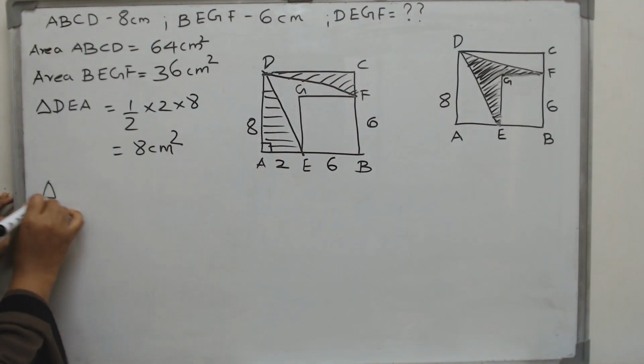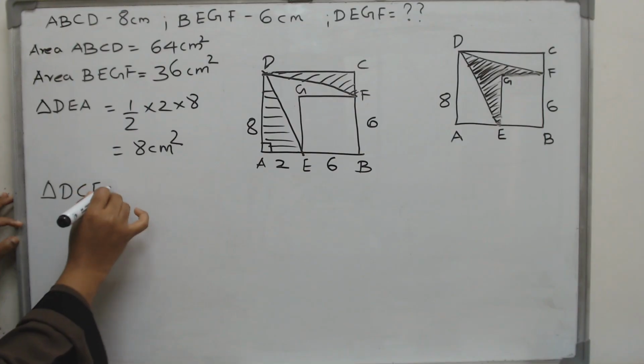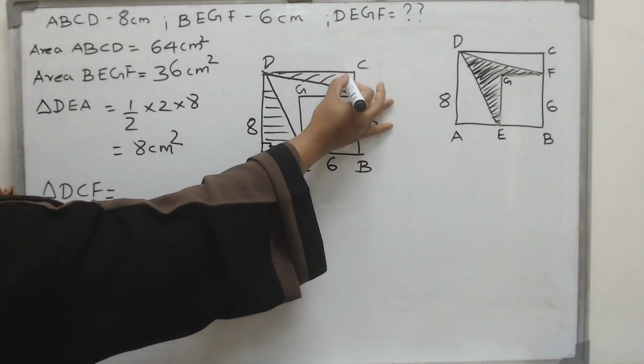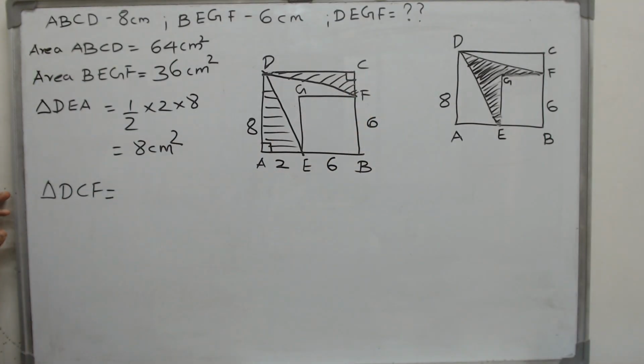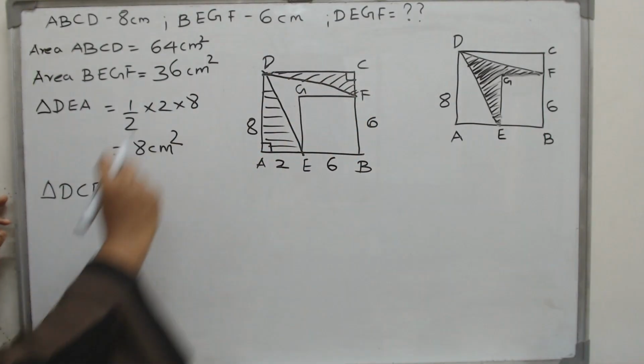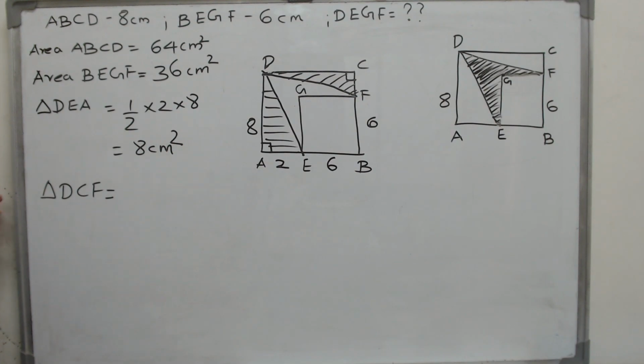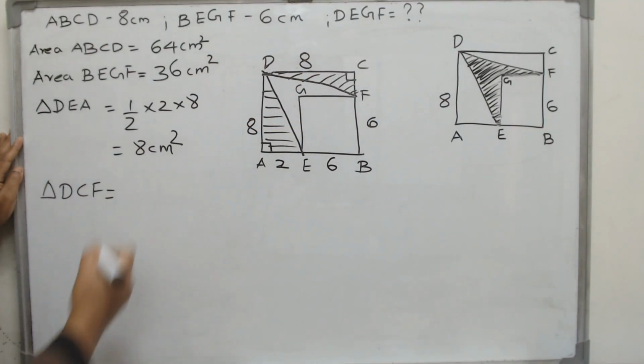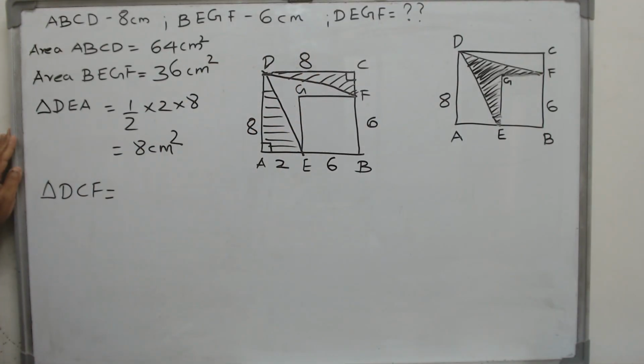It is again a triangle, which is DCF. What sort of a triangle is it? We know that all the angles of a square are 90 degrees. Again, you have what? A right angle triangle. Now we know that the bigger square has sides of length 8 centimeters. So one of the lengths is 8 centimeters.